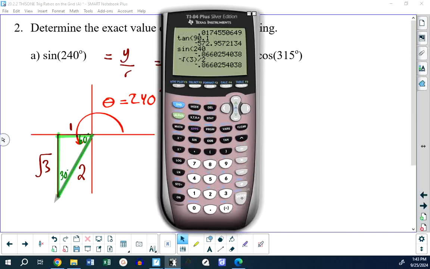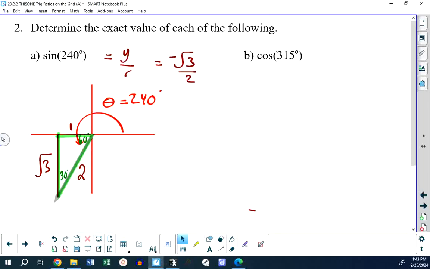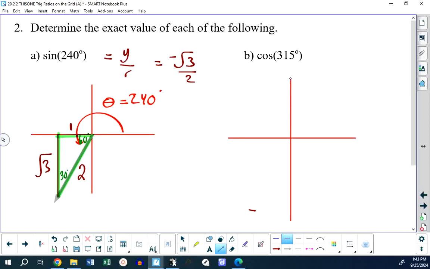Exact. So how would we do this? Well, we have to sketch this so that we can identify the reference angle so we can draw in the special triangle. 315 is 45 degrees away from being 360. So the terminal arm lies in quadrant 4.